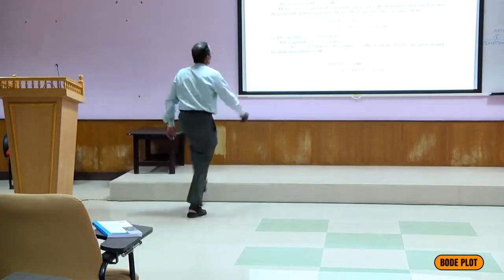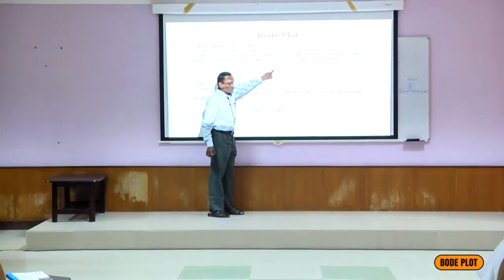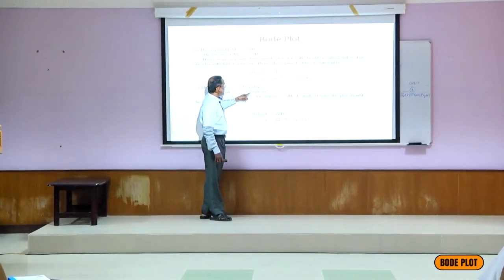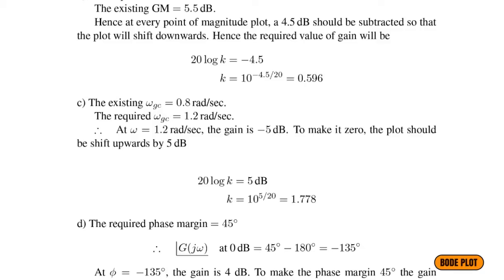Here y is equal to minus 4.5. We have to increase the gain margin. At 1.2, the gain is minus 5. To make it 0, we have to push up. Then only it will go to 0. To make this equal to 0, we have to add 5 dB gain. That's why 20 log k equal to 5 dB. Therefore, k equal to 1.778. If you put a gain of 1.778, the gain crossover frequency becomes 1.2 radians per second.